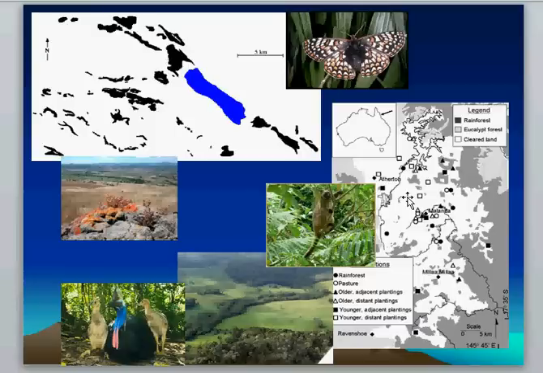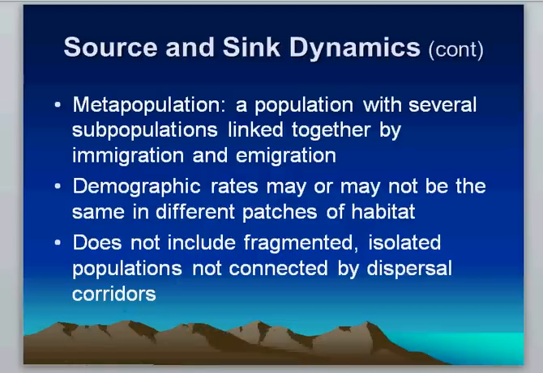So this gives rise to what is known as source and sink dynamics, and the population is known as a metapopulation. Basically, it's several distinct subpopulations linked together by periodic immigration and emigration. Okay? So most of the time the demographic rates of the populations are pretty much determined by the individuals of the species in the patch as they go along.